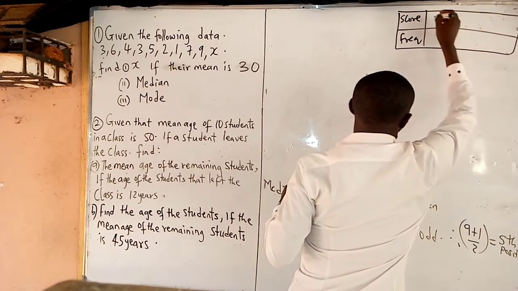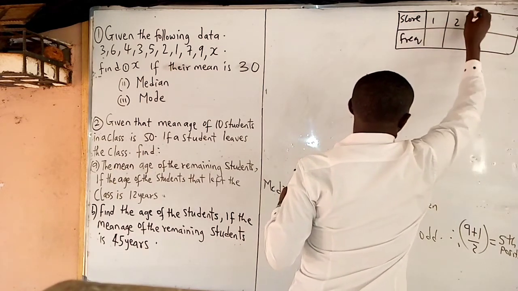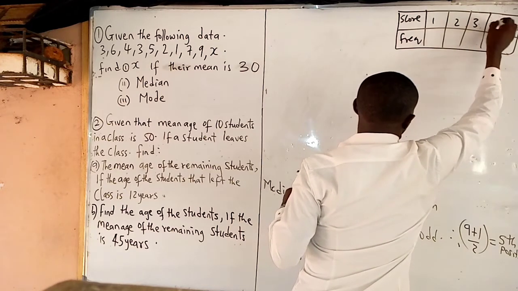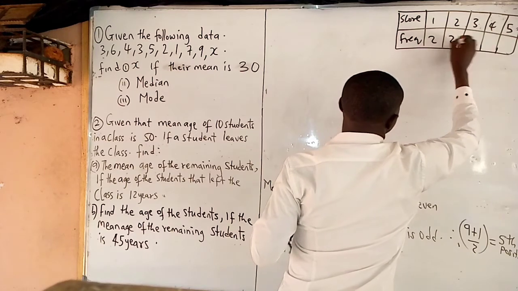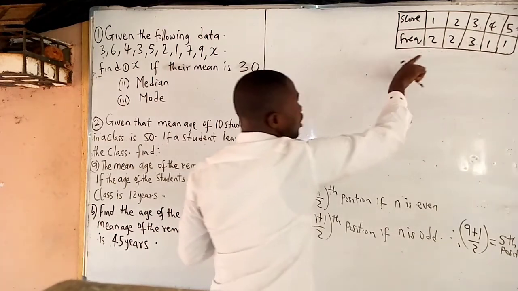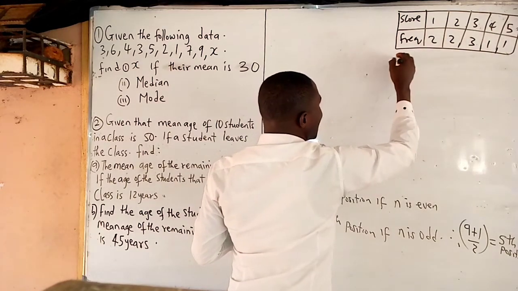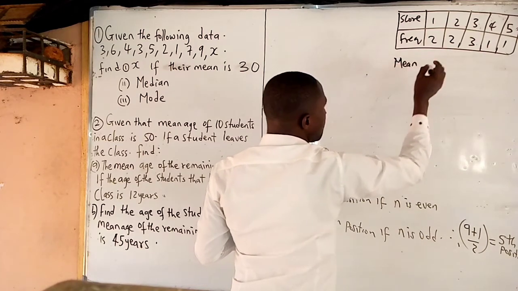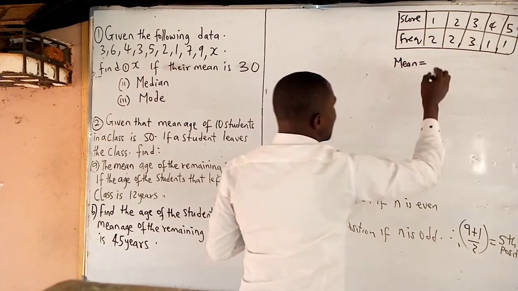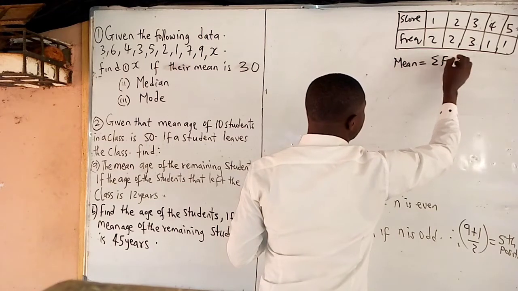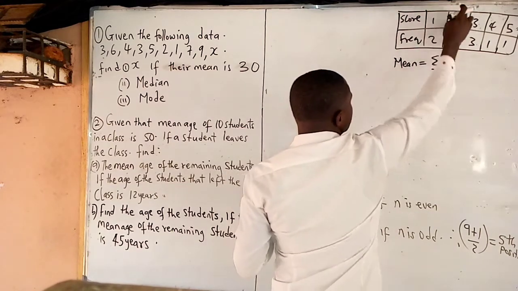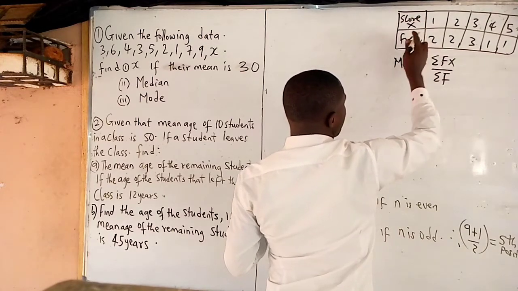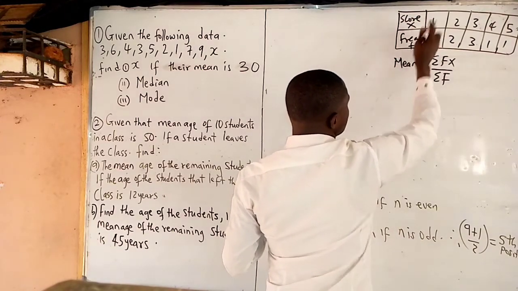and I said 1, 2, 3, 4, 5, with frequencies 2, 2, 3, 1, 1. Now note from this table that how to get your mean will not be summation of x over n. Instead, it will be summation of fx all over summation of f, where you call this your x and call this your frequency. So you multiply the two.